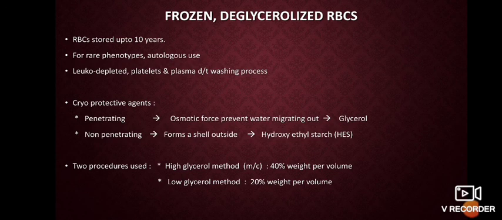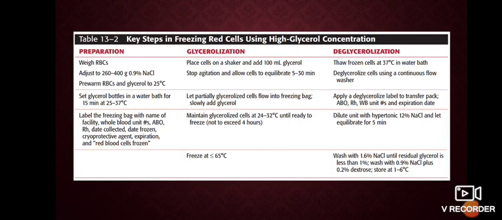Penetrating agents have an osmotic force which prevents water from migrating out of the cell and hence prevents dehydration of the RBCs. Non-penetrating substances provide a shell-like layer outside the RBC, thus protecting it from dehydration. There are two procedures, the high glycerol method and the low glycerol method. The high glycerol method is the most commonly used one, and in this, 40% weight per volume is used, and in the other it is 20%.